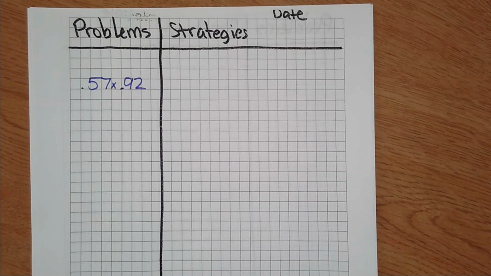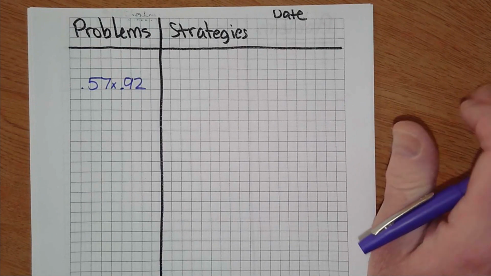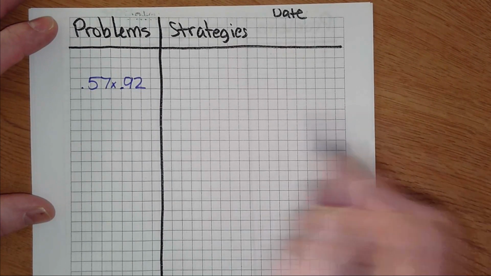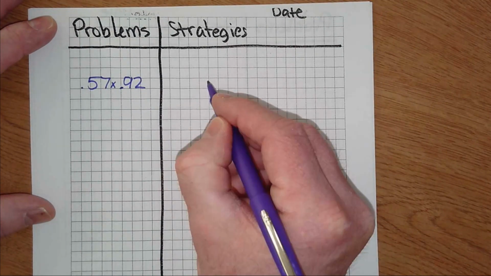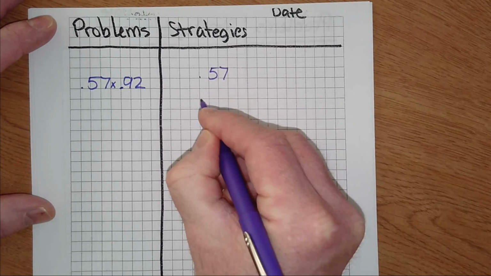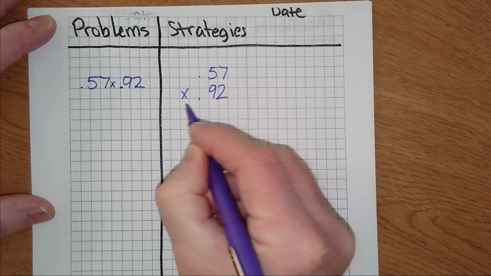57 hundredths times 92 hundredths. Does it matter which number goes on the top when you solve it? It doesn't. I usually put the bigger number on top when I'm solving, but it doesn't matter. So I'm going to put the 57 hundredths on top. Multiply it by the 92 hundredths.